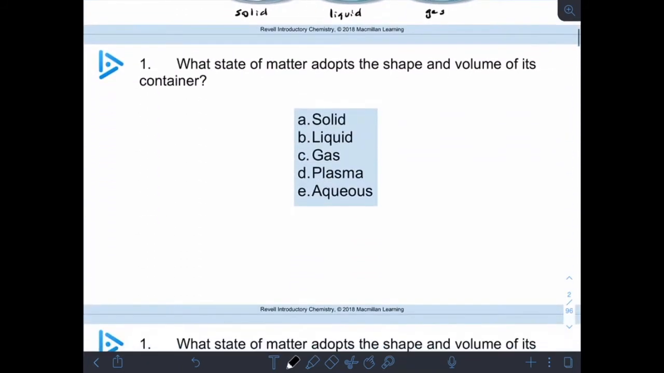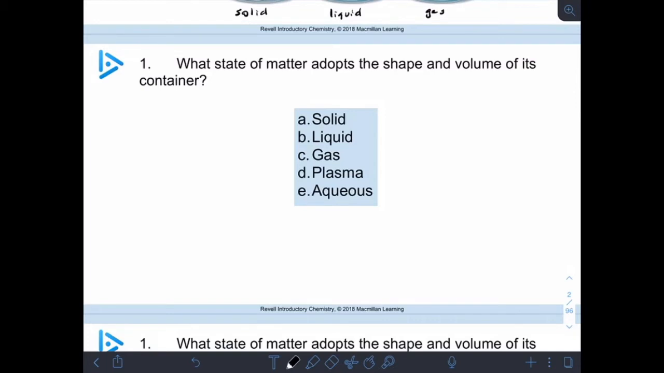So as we go through this, I want to remind you, when we get to a question, I encourage you to pause this video, try out the question, and then press play again, and you can follow me along. So what state of matter adopts the same shape and volume as its container?